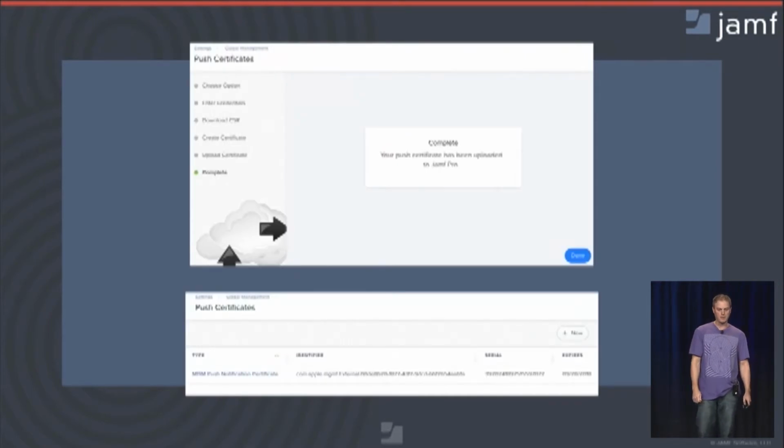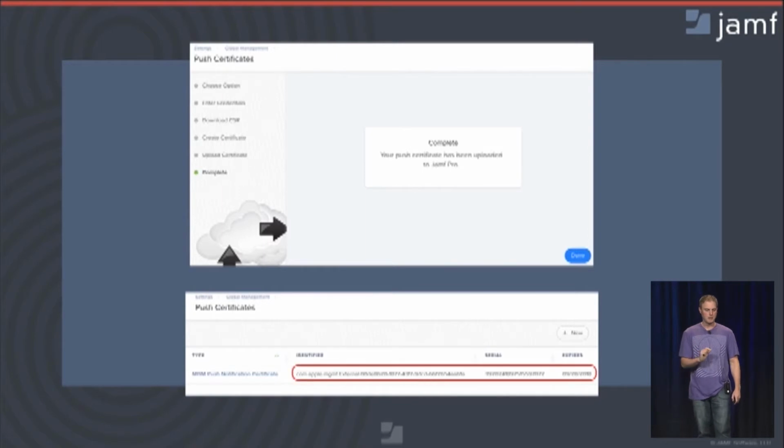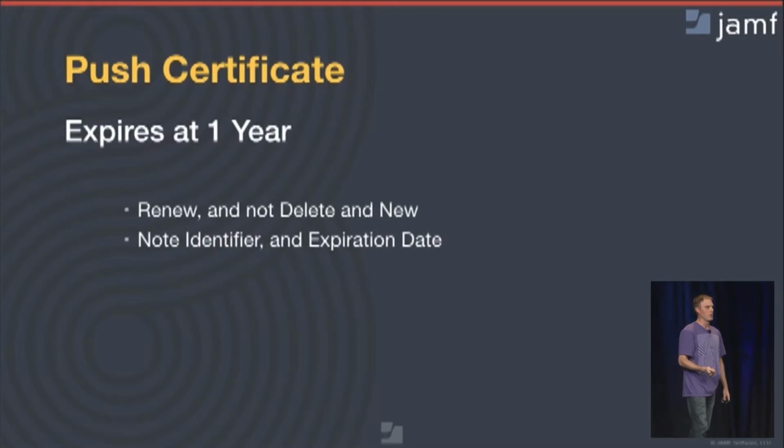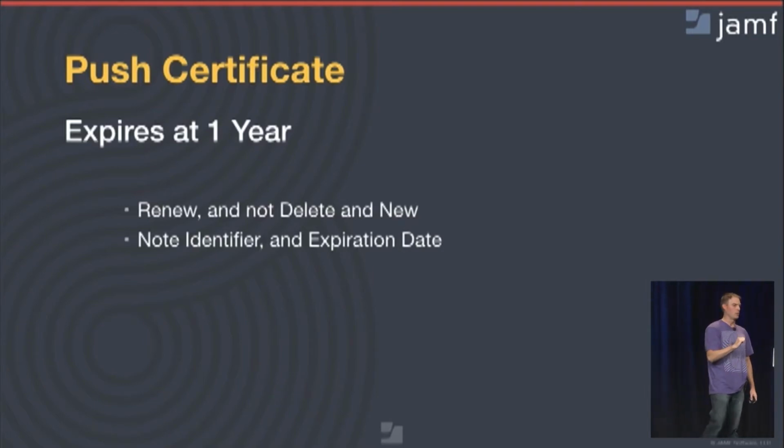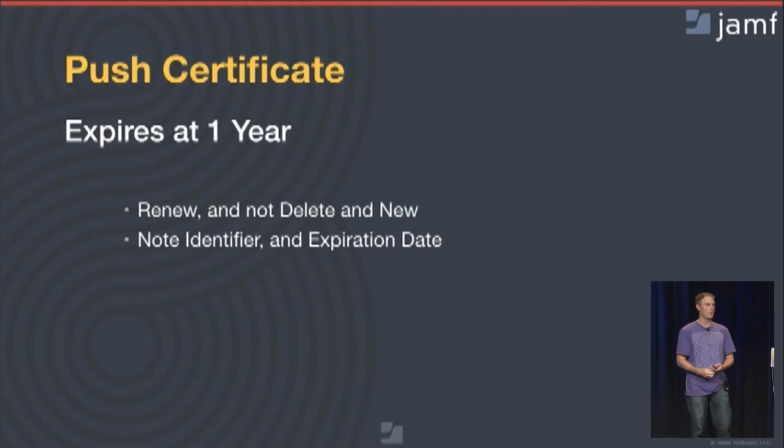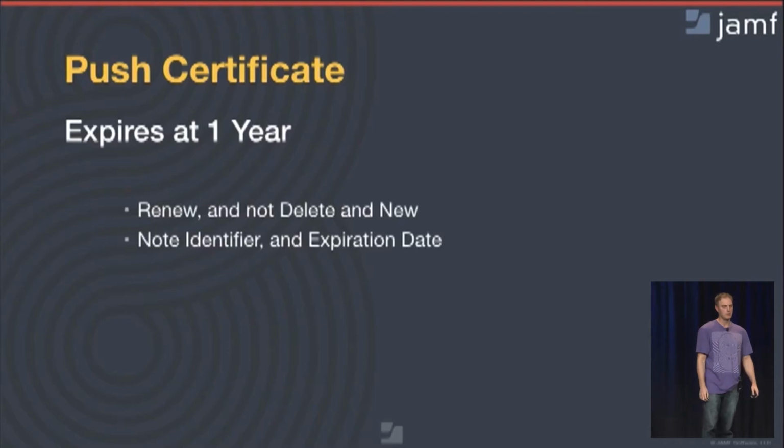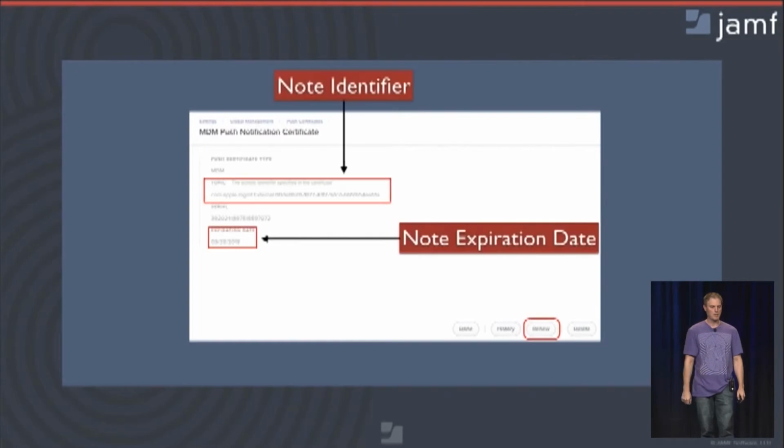A couple things to note after we click Done will be the identifier for the push cert and when it expires. I'll get to that in a second on why that is important. The push cert is only good for a year. It'll expire in a year. Jamf Pro will give you a notification in the notification section, and it will send you an email if you have SMTP set up. Apple will also send an email to whatever Apple ID you used to let you know about the expiration. And like I said, make note of that identifier and the expiration date.